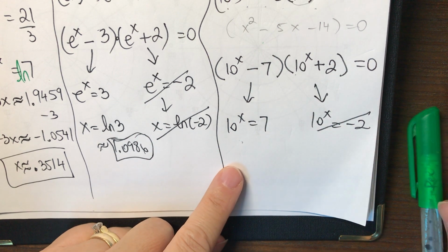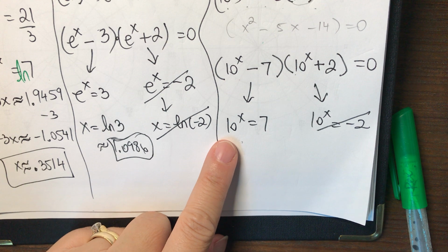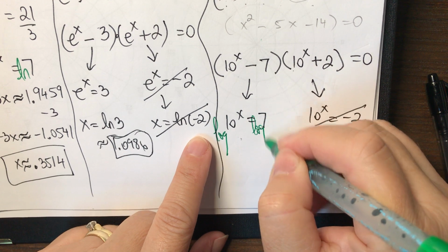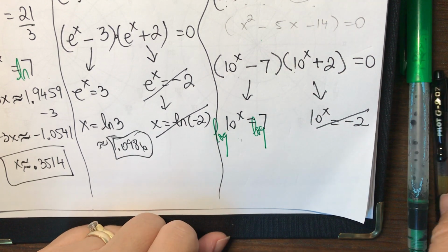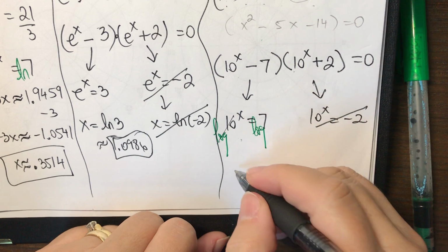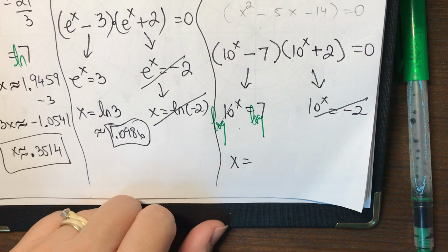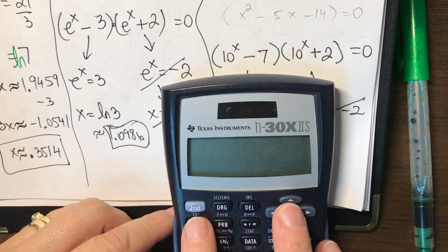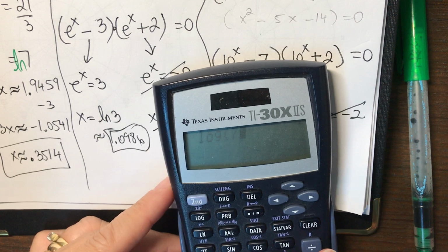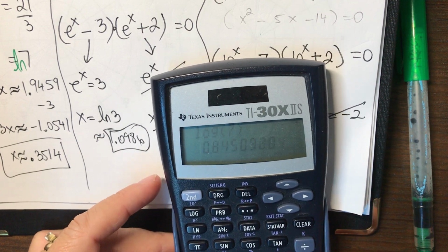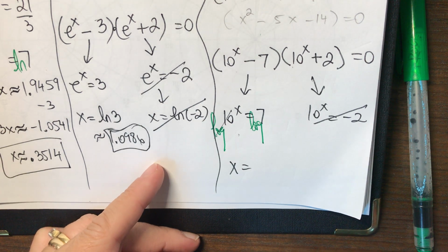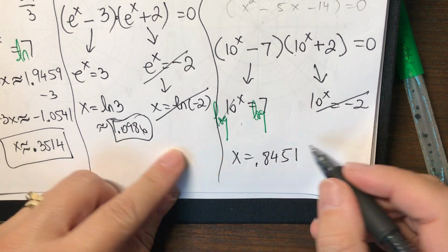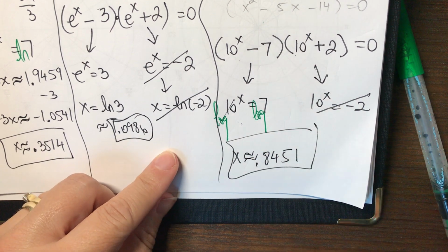What would be the most appropriate log to use to get rid of a base 10? If you said the common log, you would be correct, because the common log has a base of 10. So x is the common log of 7. Good news is we have a button for this on our calculator. There it is, common log of 7, and that's 0.845 something. 0.8451-ish, 4 decimal places. There you have it.